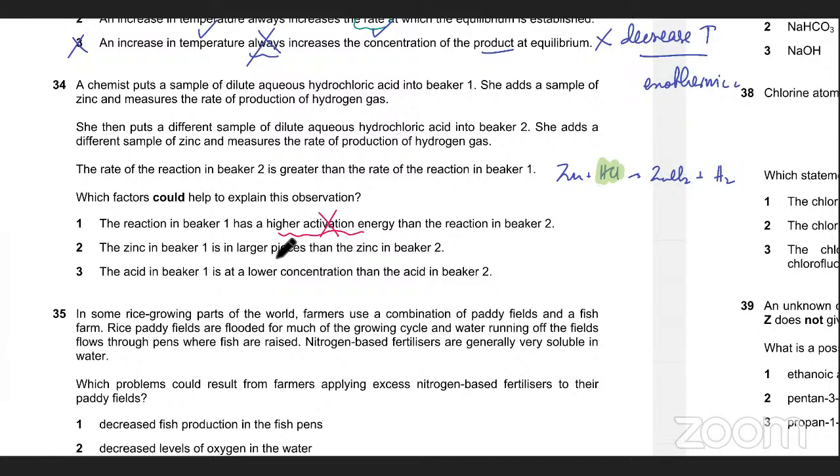Zinc in beaker 1 is in larger pieces. So that's why the reaction is slow. That's obviously slow. If it were in smaller pieces or powdered, the reaction would have been faster. The acid in beaker 1 has a lower concentration. Again, that's the reason why it's slow. So that also makes sense. So 2 and 3 are correct.